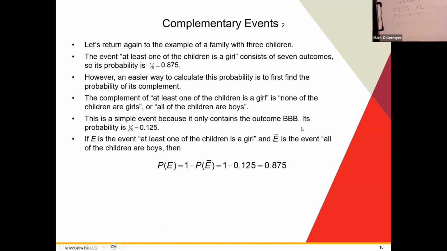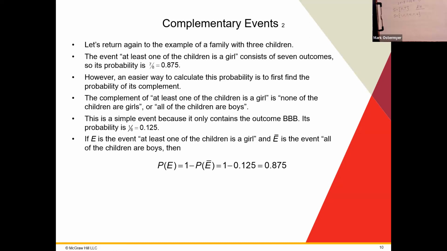All right. Suppose we return again to the example of a family with 3 children. Suppose we define event E to be that at least one of the children is a girl. To say at least one of the children is a girl is to say what? That we could have exactly 1 girl, or we could have what? 2 girls, or we could have what? All 3 girls. That's what at least 1 means. It means 1, 2, or 3.